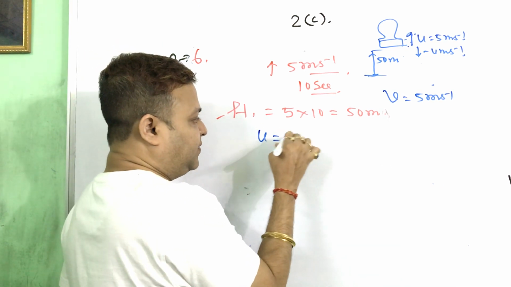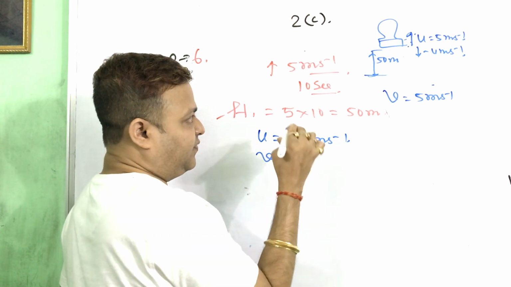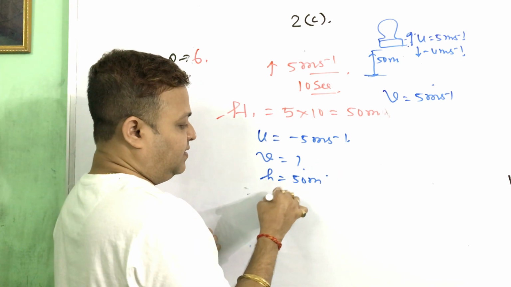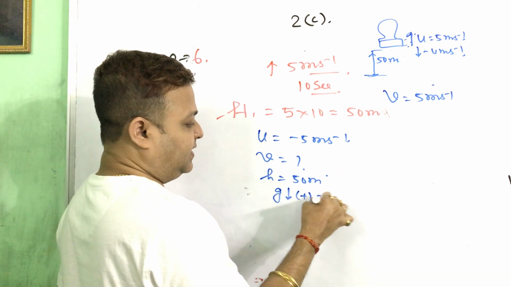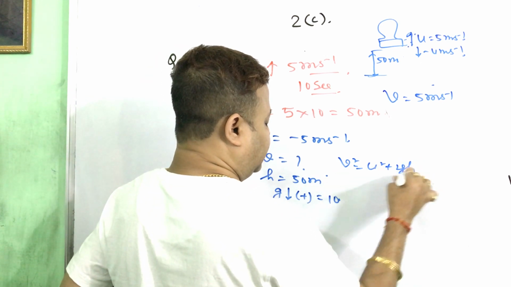So the initial velocity of the stone is 5 meter per second, and the final velocity we have to find. The height is 50 meter, g is downward plus, that is 10, so v square equals u square plus 2gh, then we can find the final velocity.